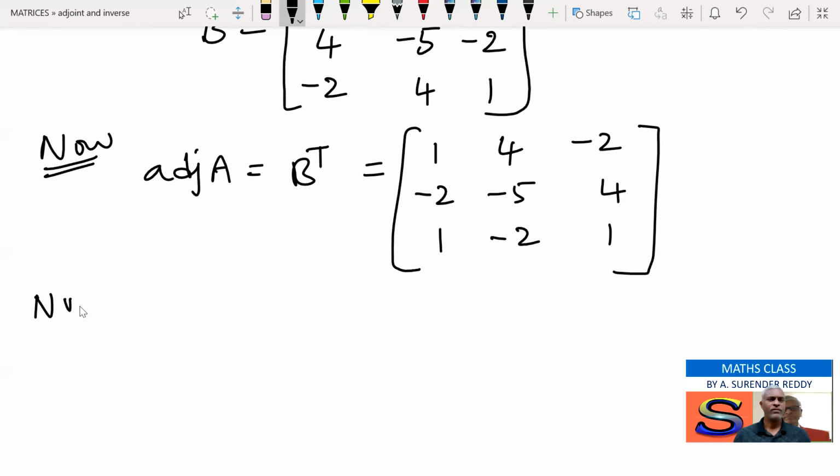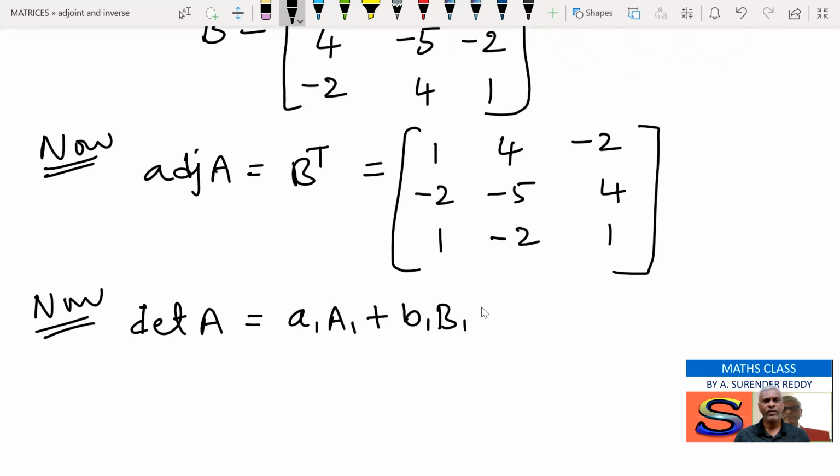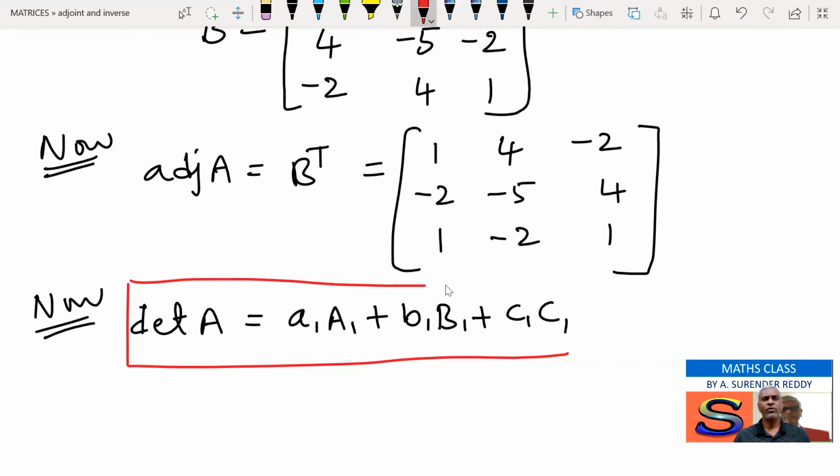Now let us find the determinant of A, det A. So that is A1 A1, B1 B1, C1 C1. So this is the definition of determinant: sum of the products of element with their cofactors. So this is the definition of determinant.